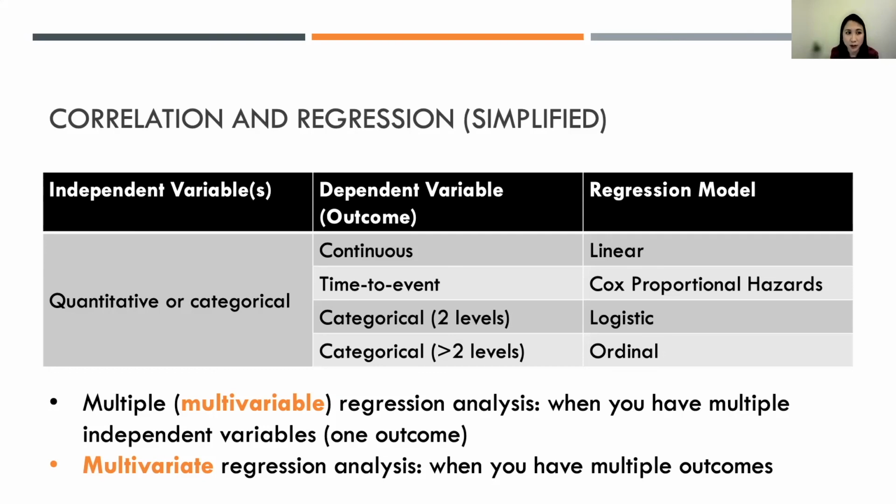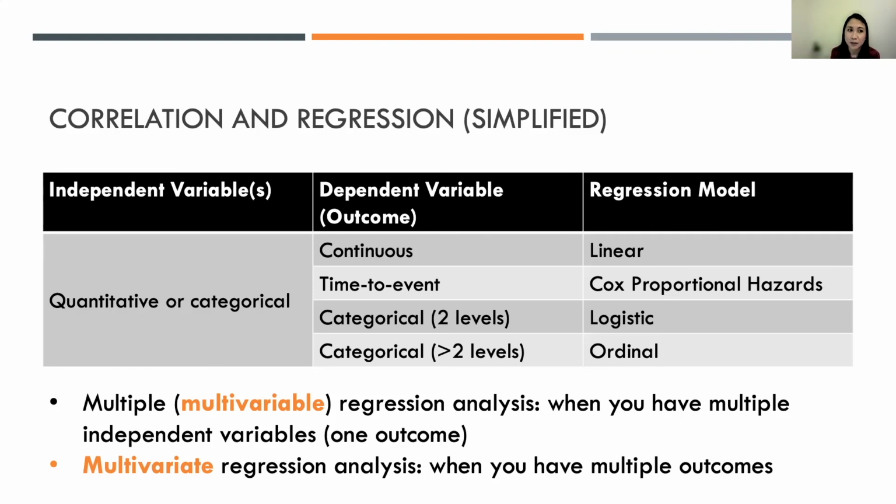The other thing that I think is really important to point out is that the terms multiple or multivariable regression analysis is usually what we do. And it's pretty simple, and it's everything that's depicted in this table here. It's when you have multiple independent variables, but one outcome. And that's, again, really common to what we do.